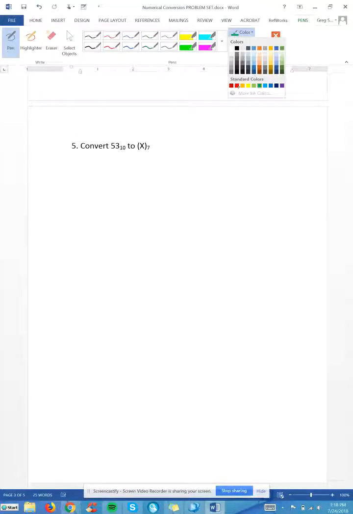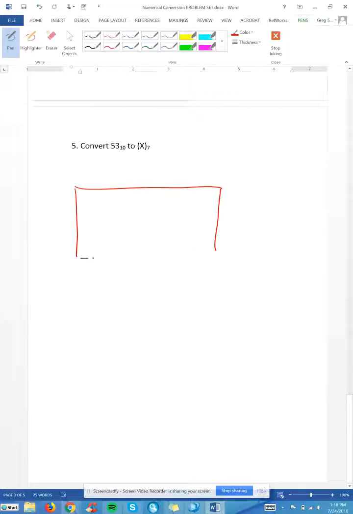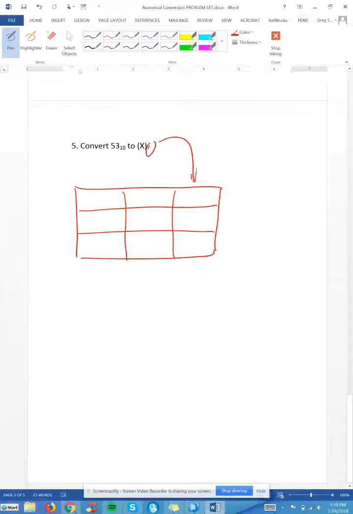Let's go back to red for consistency. We're going to create our column weight chart. I'll do the 3 columns again. We're not going to need it, you'll see why in a moment. So we're going to base 7, which means that we're going to have powers of 7 in these columns. So we have 7 to the 0, 7 to the 1, 7 to the 2. Mathematically, that is 1, 7, and 49.